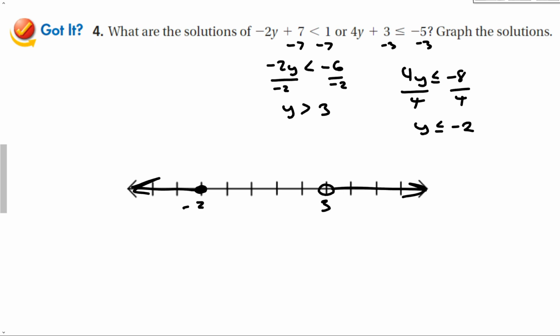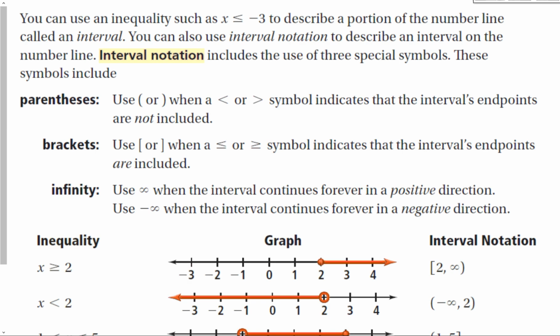So the last thing we want to talk about is something called interval notation. So we can use an inequality such as x is less than or equal to -3 to describe a portion of the number line called an interval. We can also use interval notation to describe an interval on the number line. Interval notation includes the use of 3 special symbols. These symbols include parentheses, when we're going to talk about a less than or a greater than symbol. And it indicates the interval's endpoints that are not included, right? Because we're just less than or greater than, we're not or equal to.